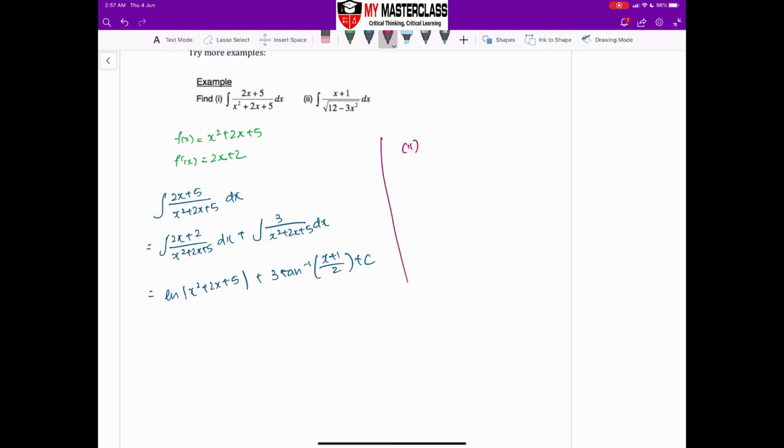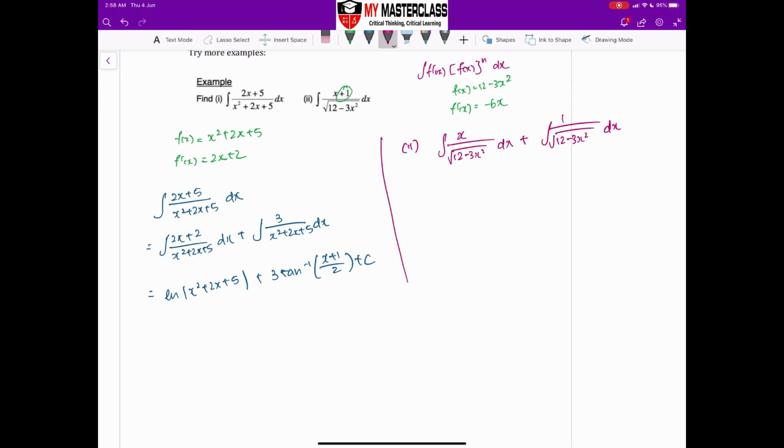Same thing, we're going to think of my f prime x over fx to the power of n formula, and whether I can use this. So my fx here will be 12 minus 3x squared. My f prime x will then be minus 6x. I have an x plus 1, which means that I need a minus 6x on top. I don't really care about the plus 1 here, so I'm going to split up the numerator to get something like that: x divided by root 12 minus 3x squared, plus 1 over root 12 minus 3x squared dx.